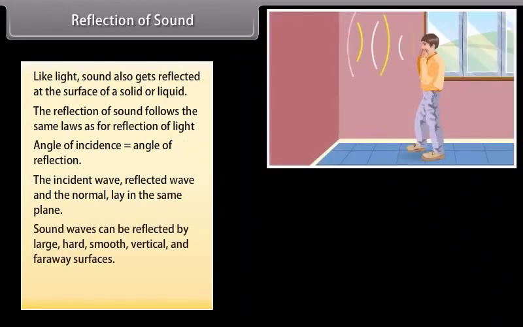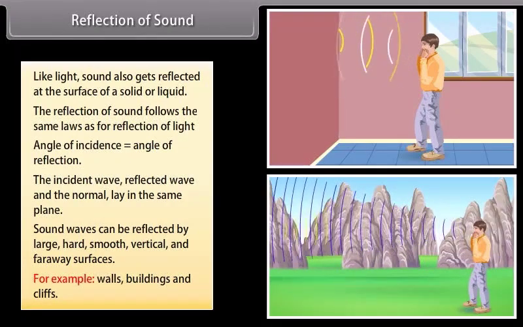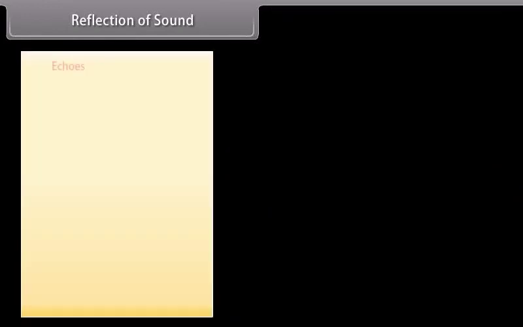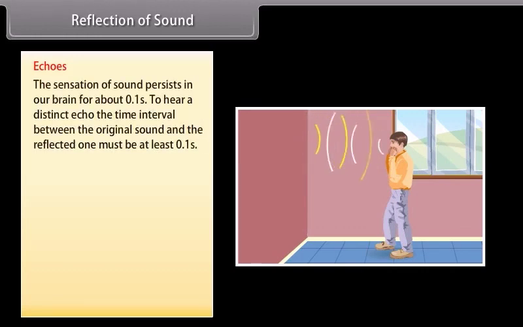Sound waves can be reflected by large, hard, smooth, vertical and faraway surfaces, for example, walls, buildings and cliffs. Echoes are produced by the reflection of sounds from such surfaces. The sensation of sound persists in our brain for about 0.1 second.